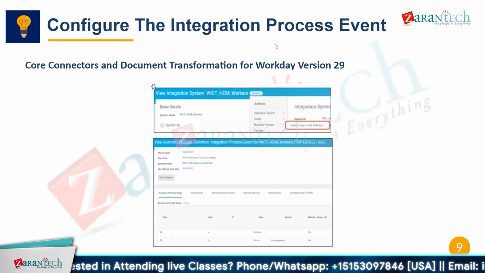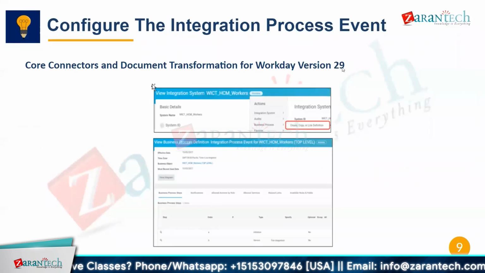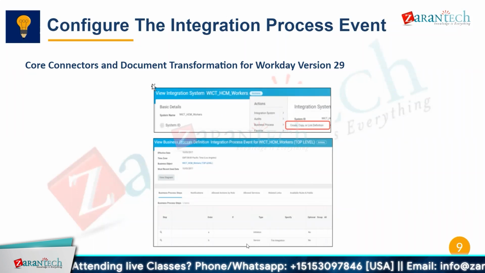So, core connectors and document transformation for Workday. Currently, we are running release 32. This is from version 29, the snippet. You can go to the integration system, create a copy or link definition, and then you'll have step A, step B, initiation and service. Then based on your configuration parameters, you can add and configure the steps within the business process.